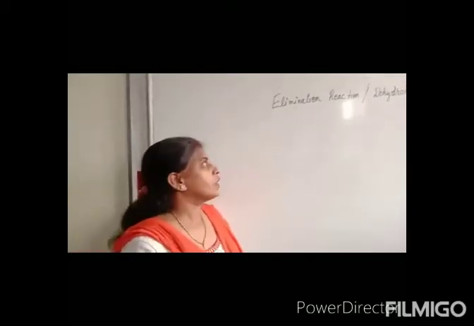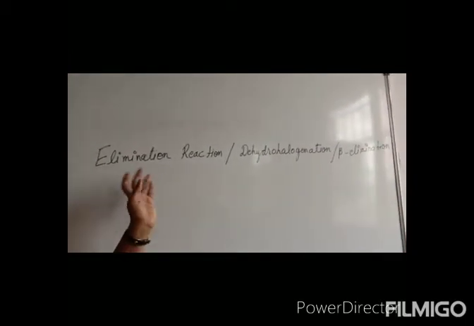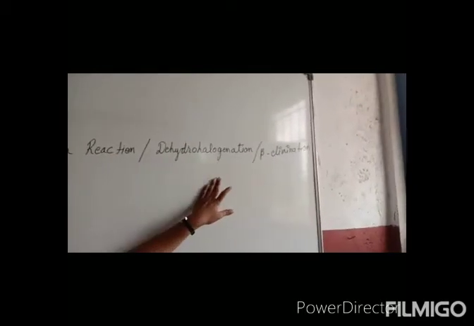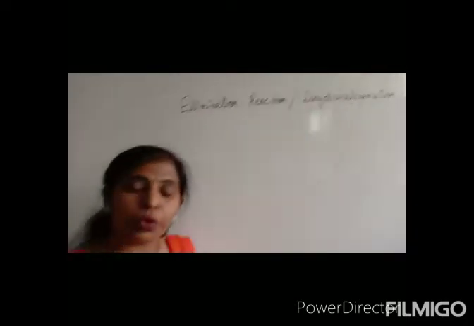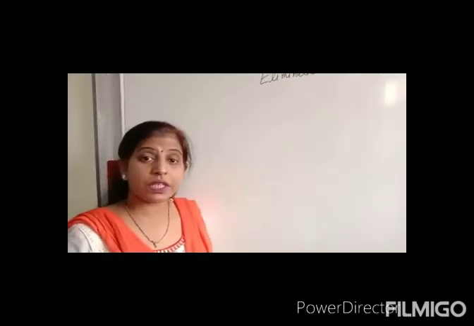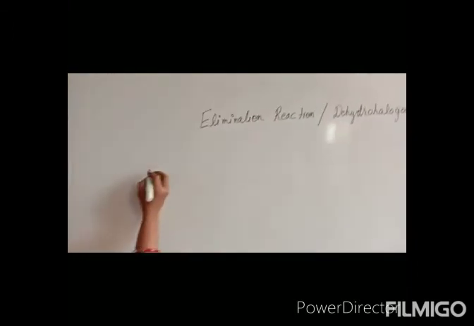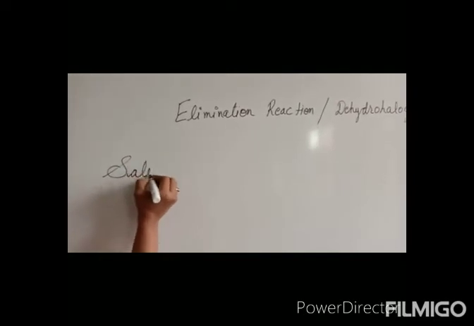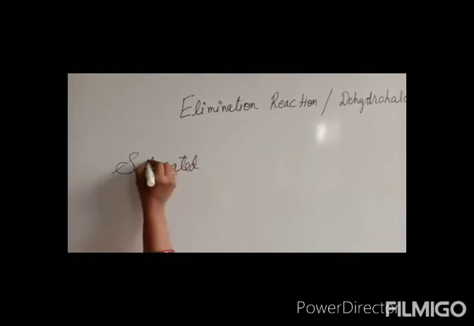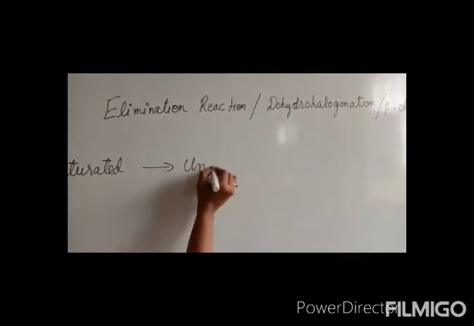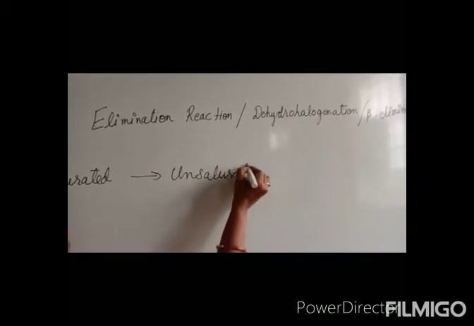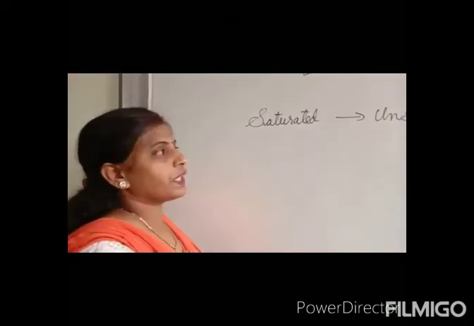In today's session, we'll be discussing elimination reaction. Elimination reaction is also called dehydrohalogenation reaction and also termed as beta elimination. Let us see what it is. Now in elimination reaction, we are eliminating something. So when we are removing it out, actually we are converting the saturated compound to unsaturated compound. Right? Let us see with a perfect example.